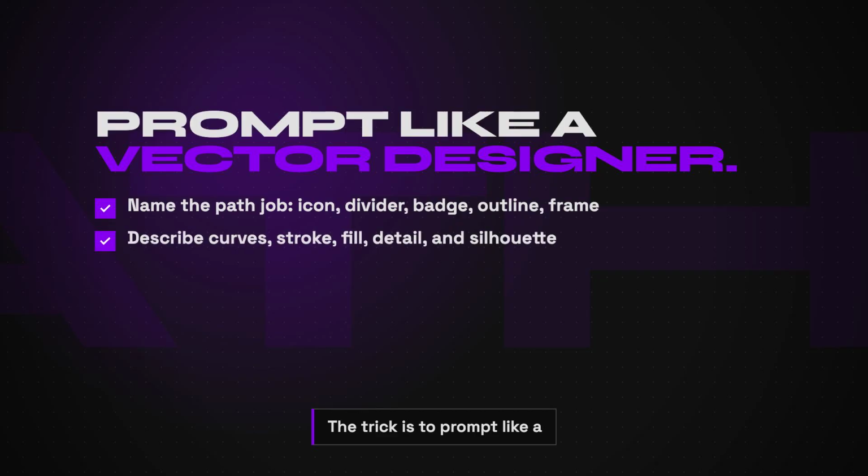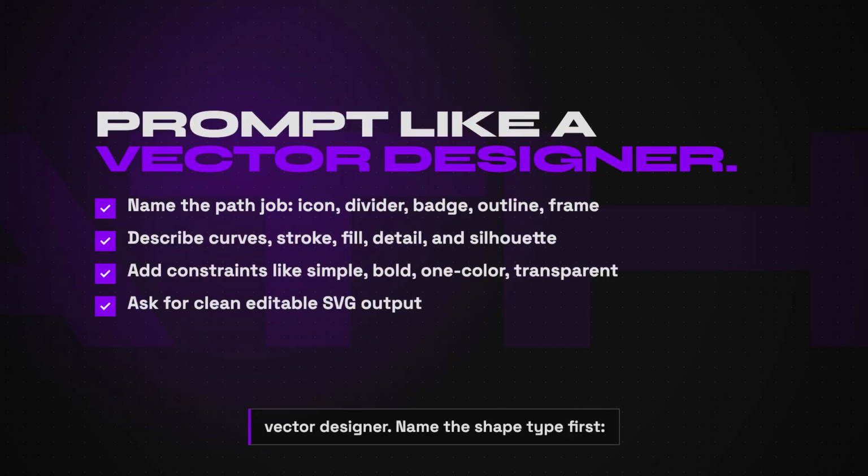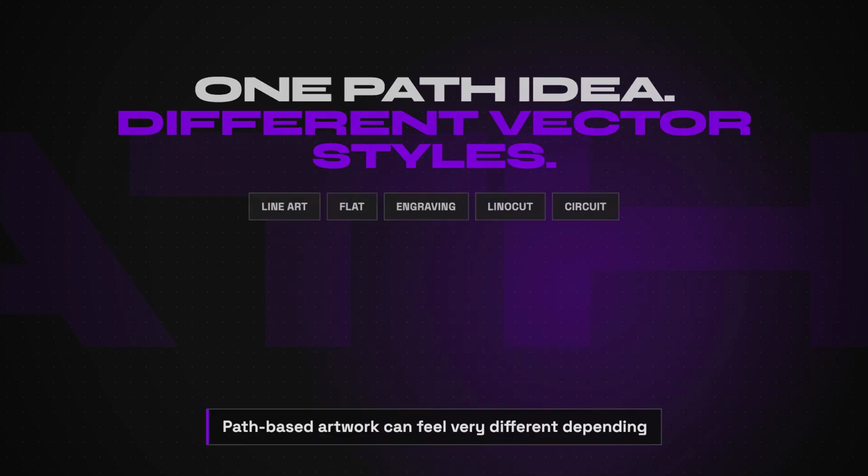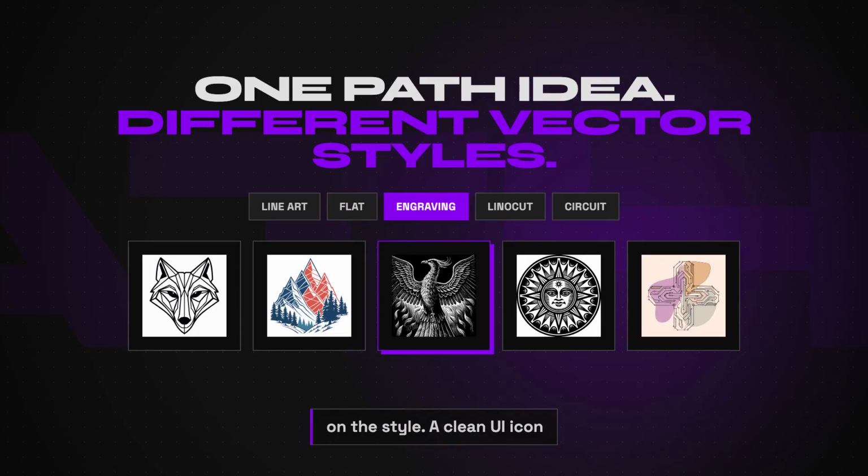The trick is to prompt like a vector designer. Name the shape type first: icon, divider, badge, outline, silhouette, pattern tile, frame, or line drawing. Then describe the curves, the level of detail, the stroke or fill style, the background, and the fact that you want editable SVG. Path-based artwork can feel very different depending on the style.